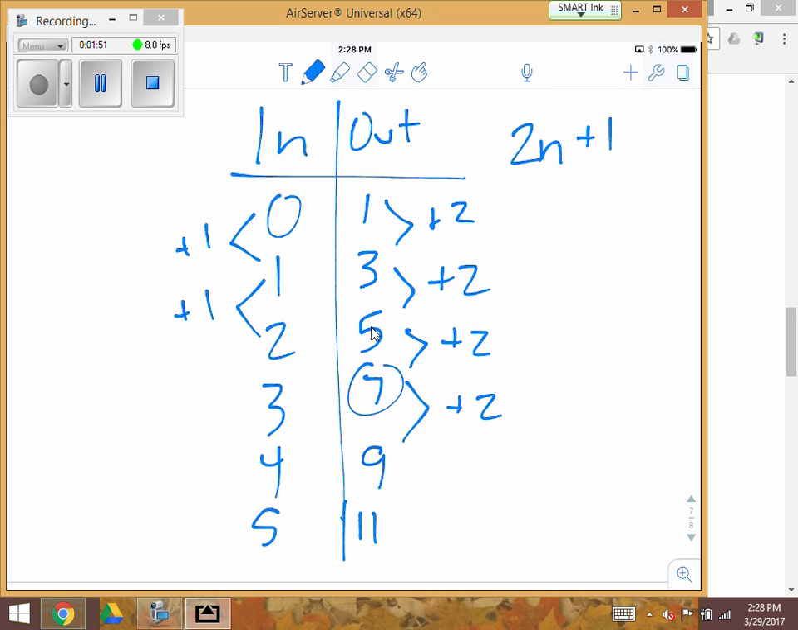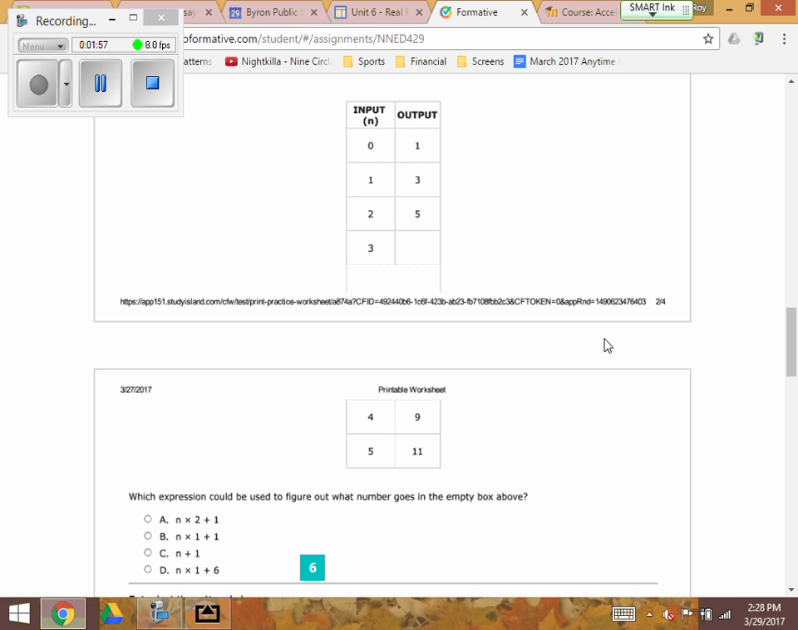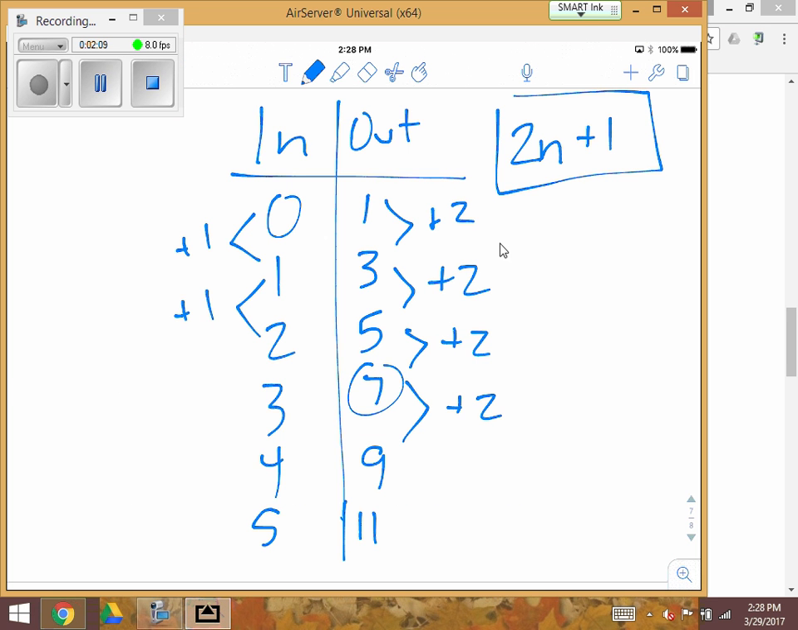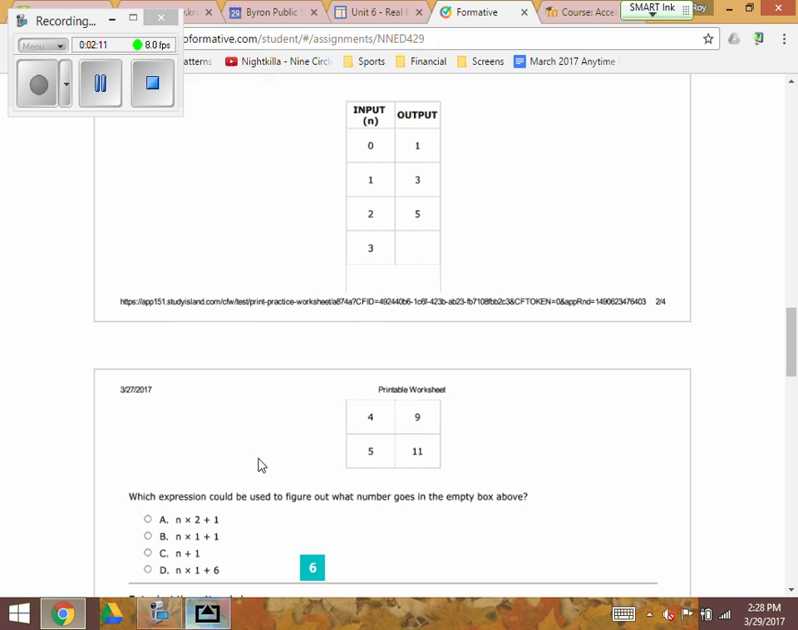All right, so you know what? We just figured out our expression. This 2 times n plus 1 will work. Let's find it. N times 2 plus 1. That's the same as 2 times n plus 1. So I like A as my choice. Again, without having to do all of this, you could actually take these input numbers in and check it yourself.